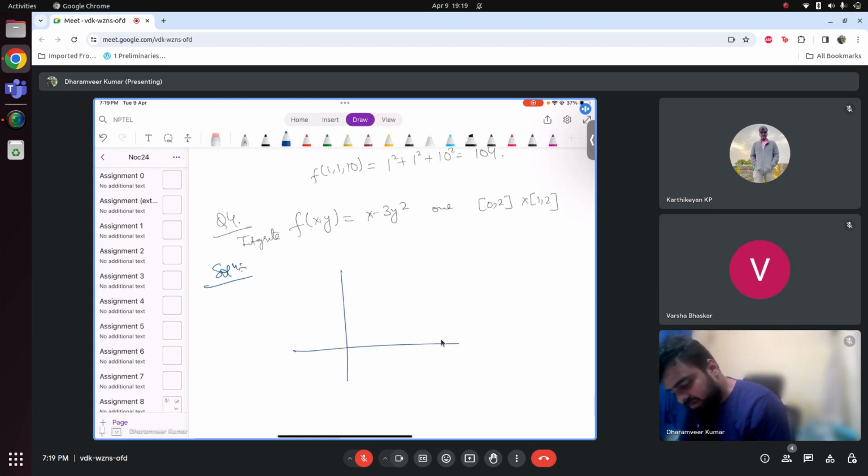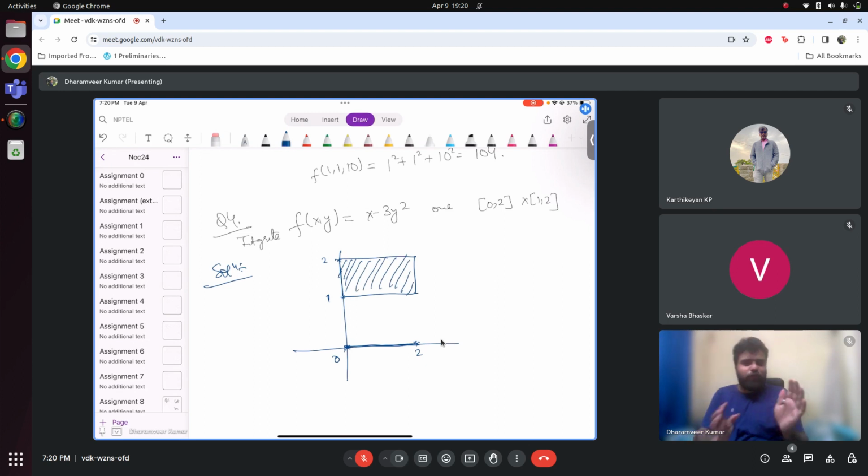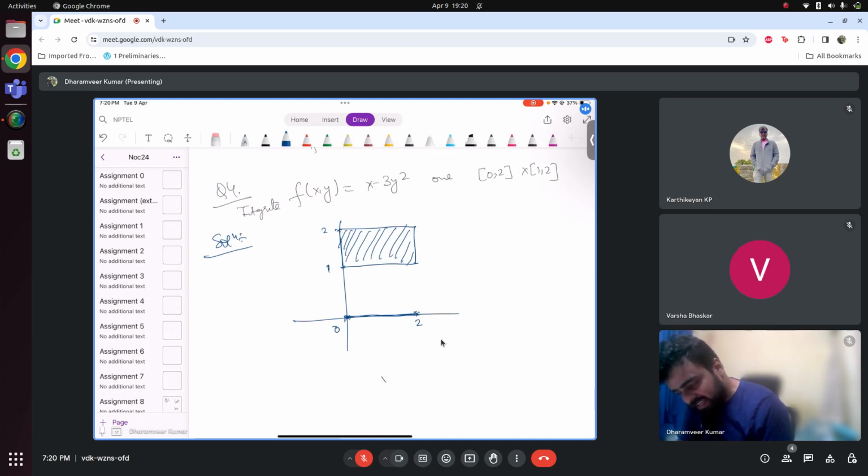Let's draw the domain. In X, it's from 0 to 2. It's a rectangular, nice domain. In Y, it is from 1 to 2. And this is the domain. There is no cross terms or anything. It's a nice domain. We can do a simple integration, which is (x minus 3y square) dx dy, x from 0 to 2, y from 1 to 2.